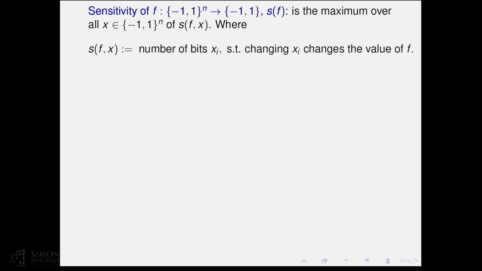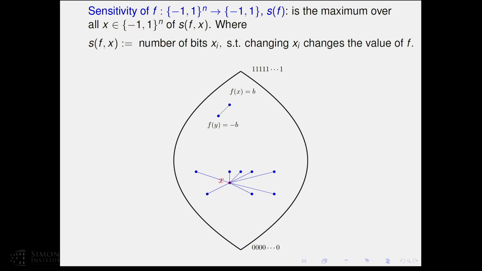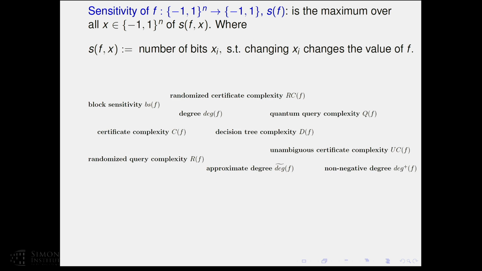You can also think of sensitivity in the graph theoretic setting. If I give you a Boolean function, you can define a subgraph of the hypercube where you keep an edge if the value of f on the two endpoints of the edge are different. In this way, the sensitivity becomes the maximum degree of this subgraph. This is probably the simplest measure of complexity that you can define, but you can define many other measures that we care about for various reasons.